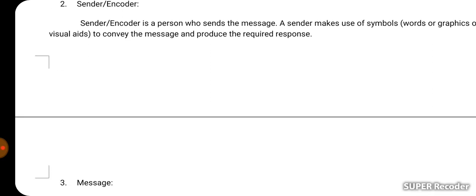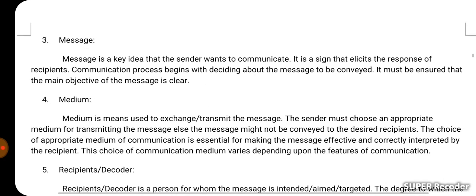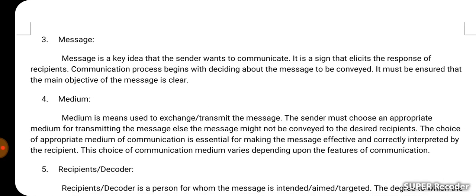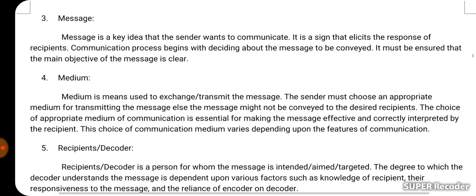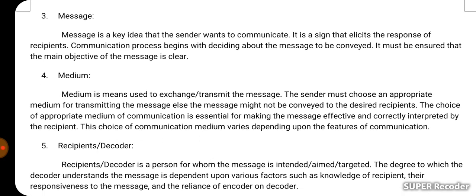The third one is message. Message is a key idea the sender wants to communicate. Message is the subject matter of the communication which the sender wants to deliver. It is a sign that elicits the response of recipients. Recipients means the receivers. It is a sign that elicits, that elicits means that presents, that elaborates the response of the recipients.